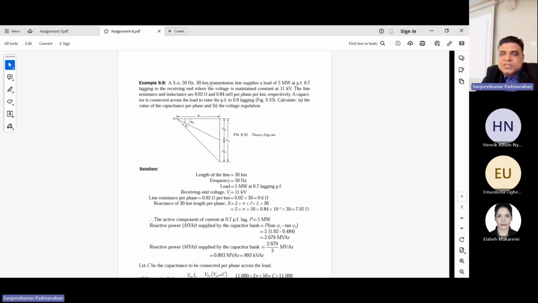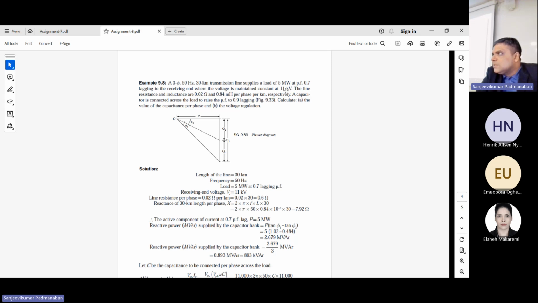You see, they gave the transmission line, they gave the load power factor, but the load power factor needed to be improved from 0.7 to 0.9. They gave the resistance and inductance of the transmission line per phase per kilometer. They never mentioned anything about generation. You are calculating the generation and you know the receiving end.